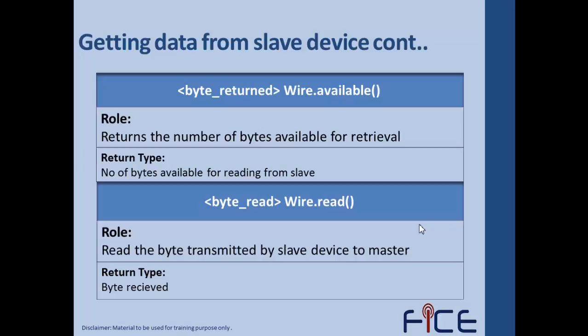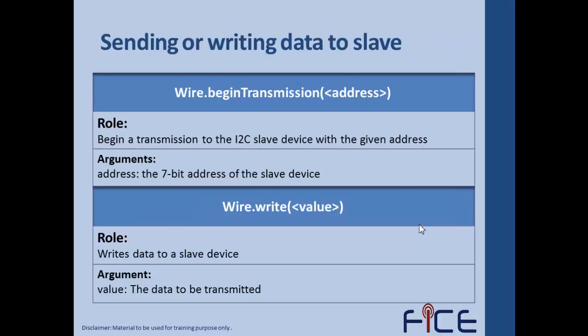So these are the functions which are used to get data from the slave device. Now we will discuss what functions are used for sending or writing data onto the slave device. The first is Wire.beginTransmission, and it takes one argument. It begins a transmission to the I2C slave device with a given address. It means the address is of the slave device.